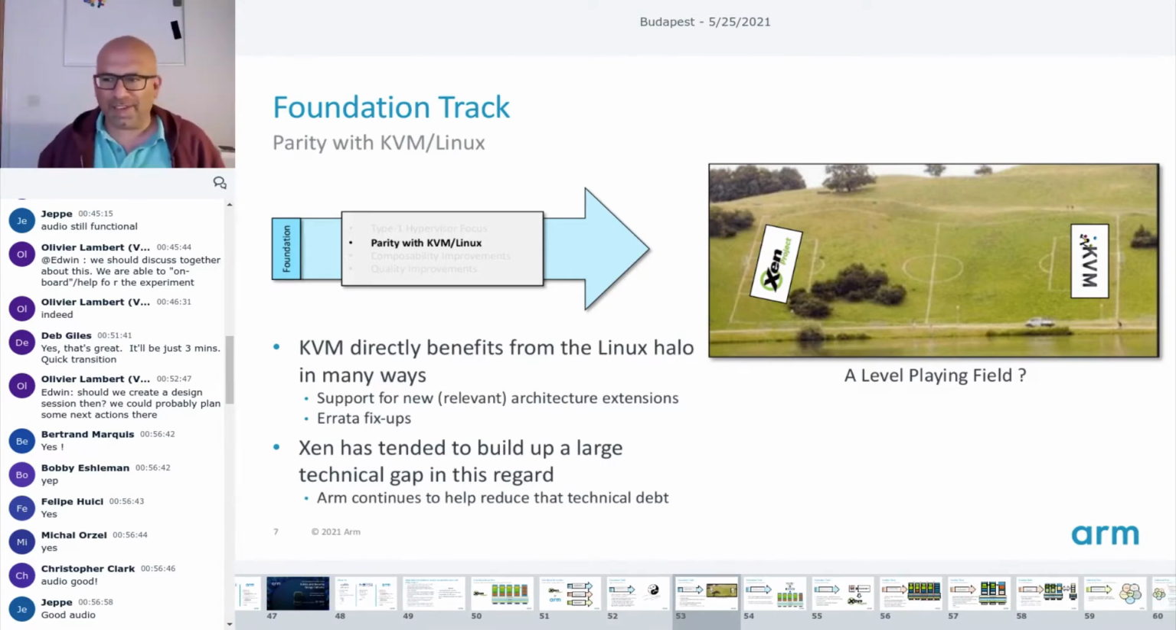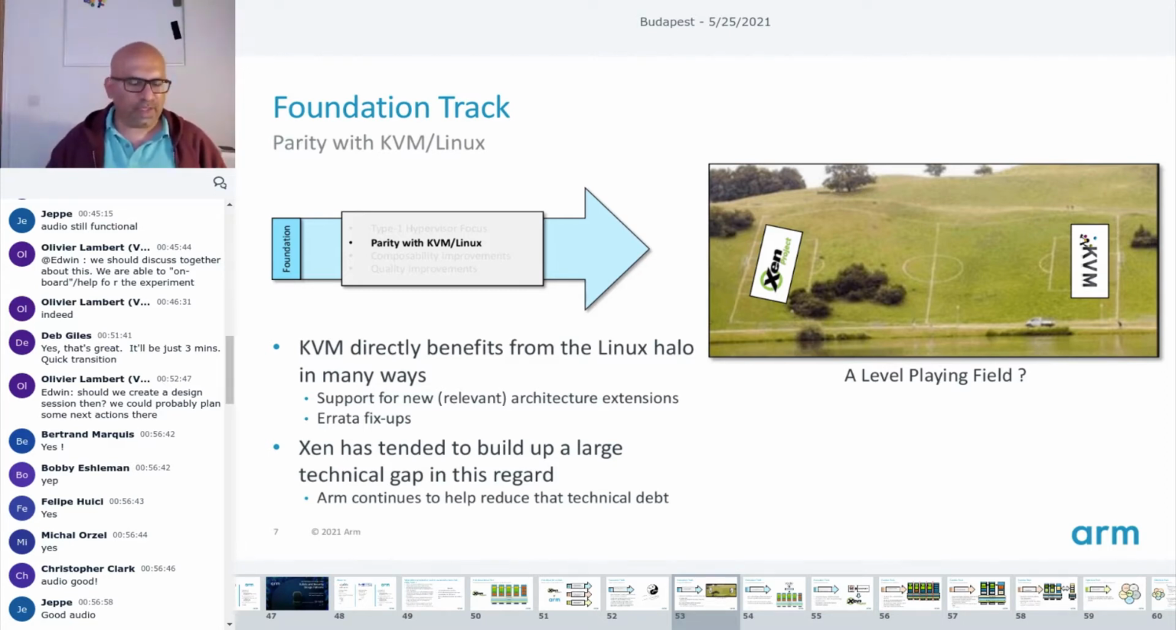This is an interesting one. The graphic on the right side is a poor attempt at showing a level playing field. And what I'm trying to say here is that because KVM was the focus of attention for architectural insights that dictate the evolution of the ARM architecture, and because KVM is what it is, right? It's a part of the Linux kernel pretty much. It automatically benefited from all of the goodness that Linux gets, right? And Linux gets a lot of goodness at ARM, understandably so. So things like support for new relevant architecture extensions and errata fix-ups. And Zen has tended to build up a very large technical gap in this regard. So this is another area that we are constantly trying to improve.